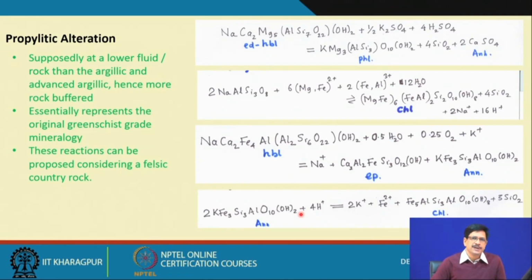So isotopic studies and many other kinds of studies done on the porphyry copper deposits very clearly show the involvement of magmatic fluid. So this is the general characteristic of the porphyry copper deposits around the world.